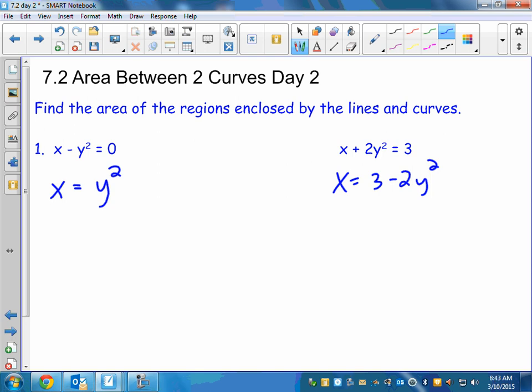Can I use algebra to find where these two equations intersect instead of having to graph it? By doing what? Yes, substitution is probably a good idea. If they both equal x, can I just set these equal to each other to say this means y squared has to equal 3 minus 2y squared? And if I solve that, that's going to tell me where those graphs intersect without having to make a graph.